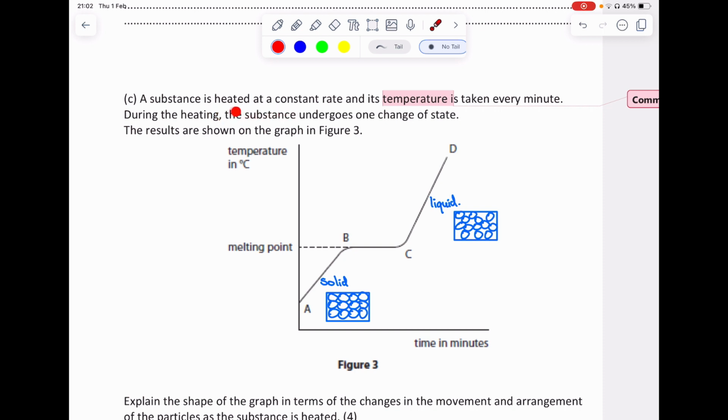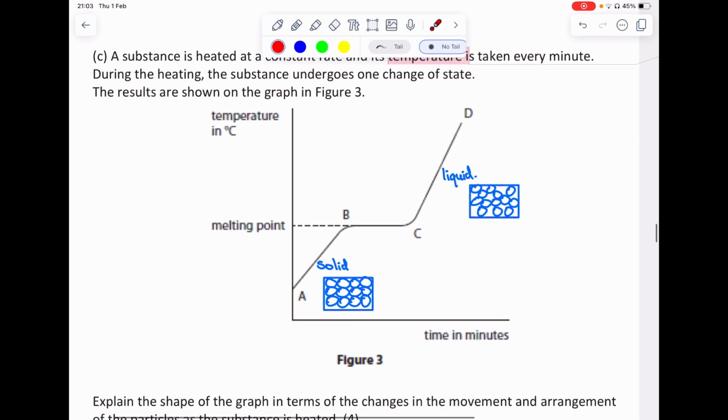So here we have a material, it's been heated and the temperature is taken every minute, and we get this heating curve. So here it starts with a solid and it increases in temperature until it gets to this point where it's melting point. Temperature stays the same, and then once it's completely melted, we get an increase in temperature. This state is a liquid, and at this point here, it's in a solid state.